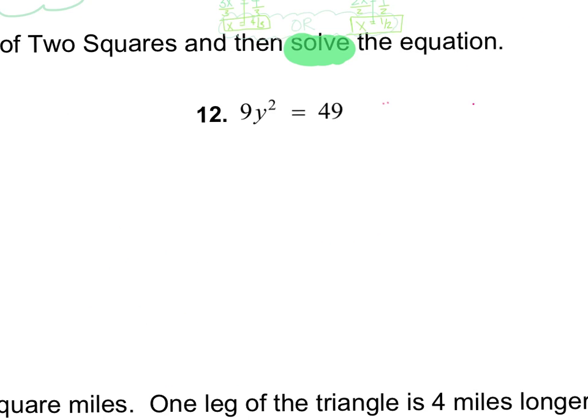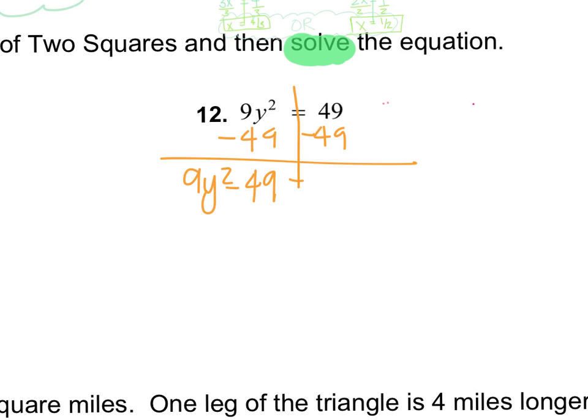So for 12, the biggest thing here on this one is we've got to remember that we need to get this to be on the same side. So get rid of this 49. I'm going to subtract 49 from both sides. So now my problem is 9y squared minus 49 equals 0, and this is a difference of perfect squares. So I'm going to pause the video, work it out. You should do the same.